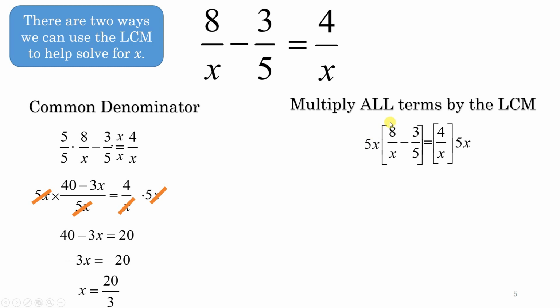What's going to happen when we multiply these two together, the x's are going to reduce. We're going to have 40. When we multiply 5x times 3 over 5, the 5's are going to reduce, and we're going to be left with a negative 3x. And over here, the x's are going to reduce, and we're going to have 20.